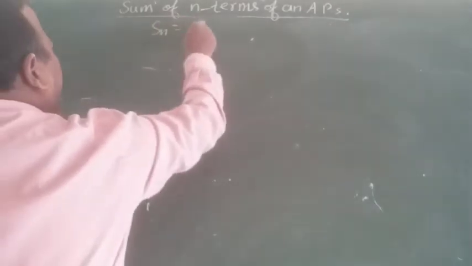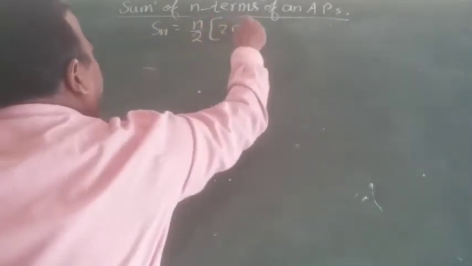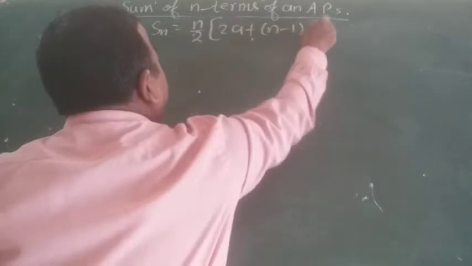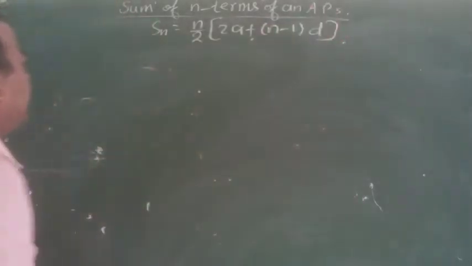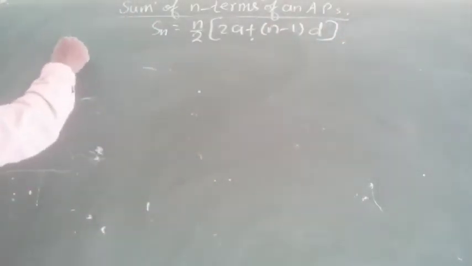Okay, let me write the formula first. On top, the formula is the sum of n terms: Sn equals n by 2 times (2a plus (n minus 1) into d). Okay, this is the formula. Now, what is question number 1?